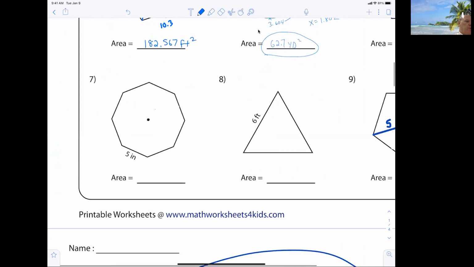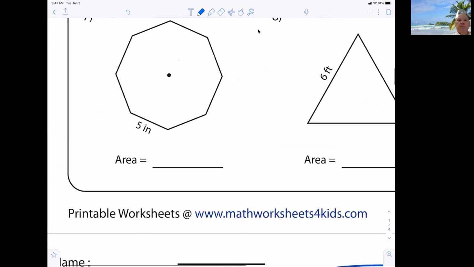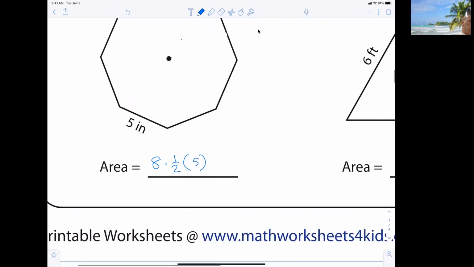All right. Here we go. Over here now. Number 7. What do I have? What is it? Are you sure? 8. Okay, here we go. So area equals 8 times 1/2. What's the base? 5, right? Now, here we go again. Because it's an octagon. Yeah, we already did this one. Thank you, Davis. And then, so set it up for me.